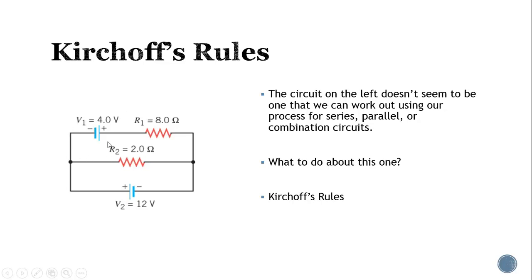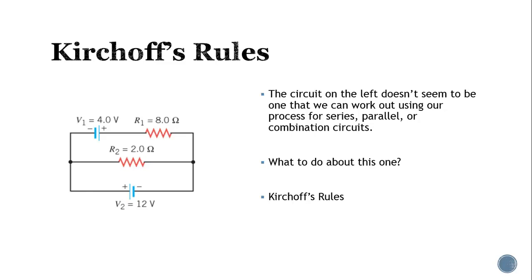The other problem with this one is I have two batteries that I cannot add together and resolve to one battery. So this one would not work with our process of combination circuits either, because I can't add those two batteries. Which one is the power source? There's no way to get that to work out. So what do I do with this one? Well, it happens to work out that there's a solution to that. And that solution is what's called Kirchhoff's rules.